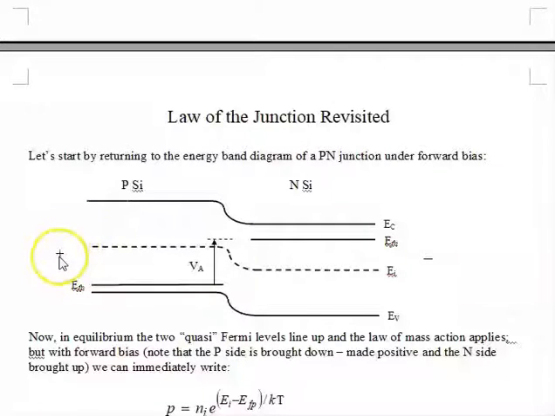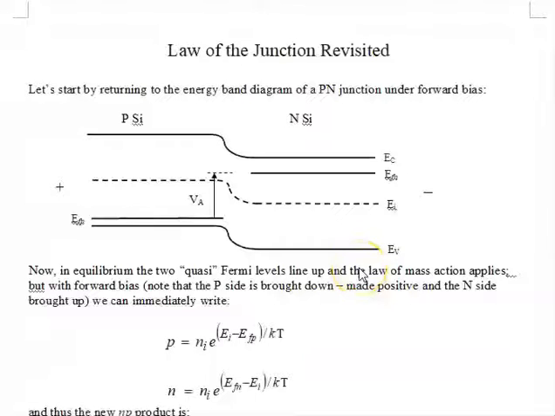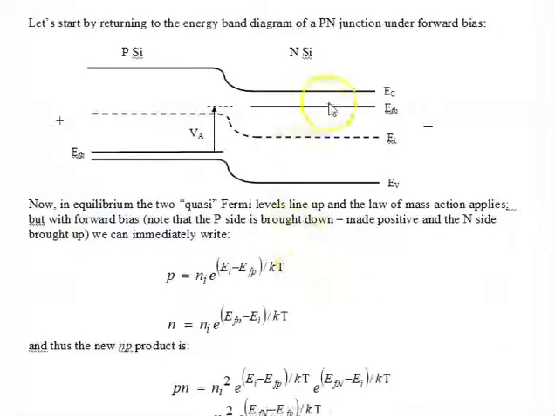So therefore we put the plus sign on the left side and the minus side on the right side. So the external electric field goes from left to right in the positive direction. Now, if it were in equilibrium and we had one Fermi level, which was straight and horizontal, we would have the law of mass action, so that np equals n_i squared, and that is not true when we have non-equilibrium.